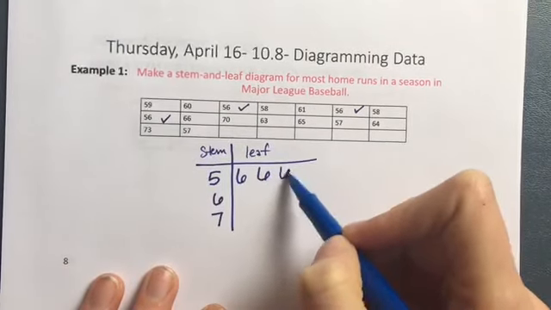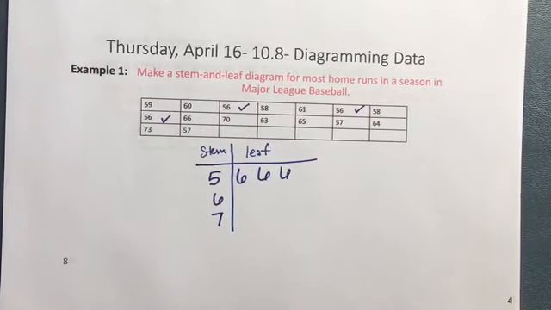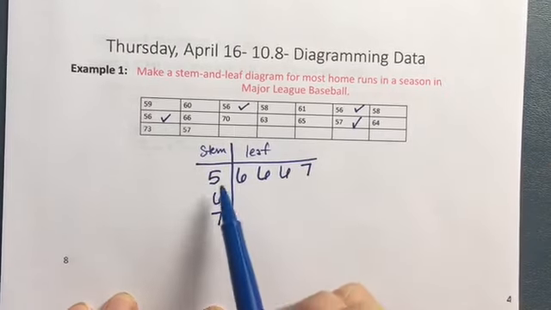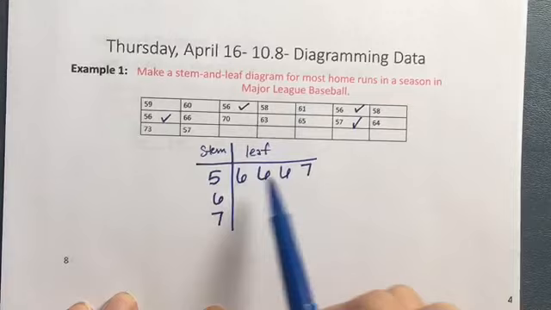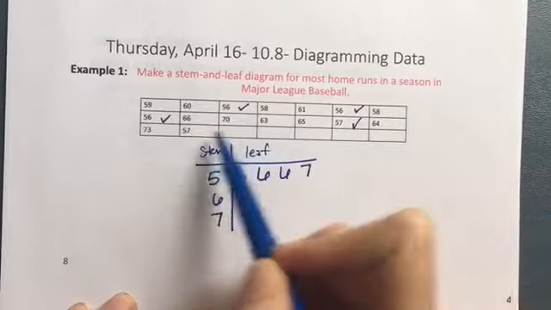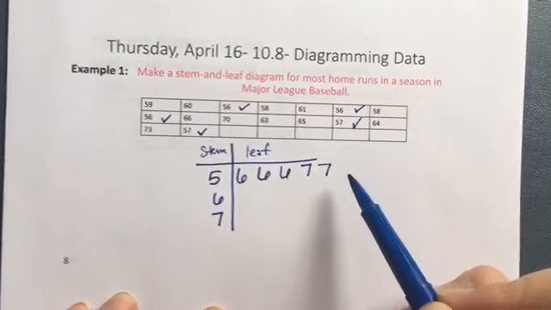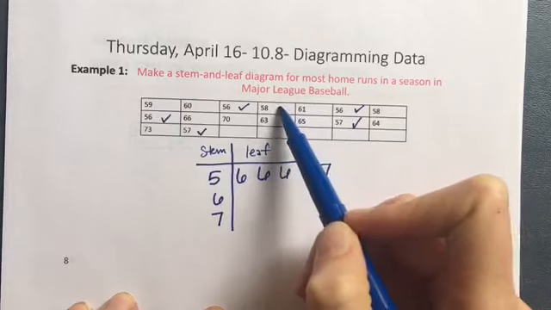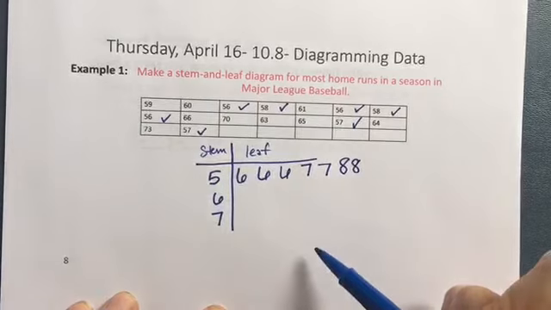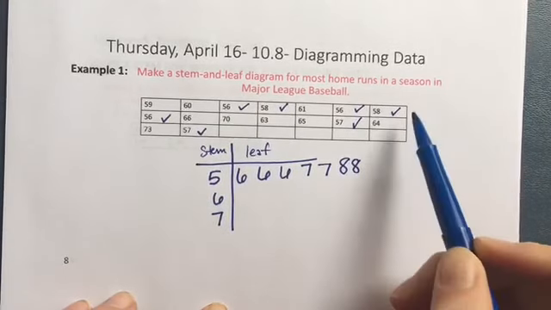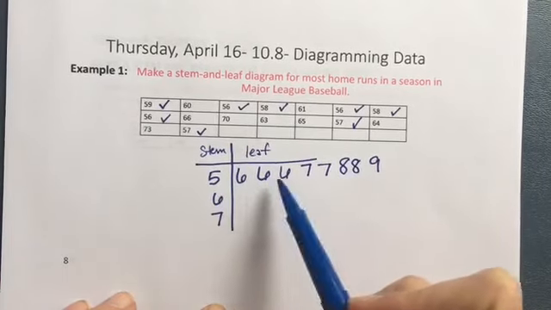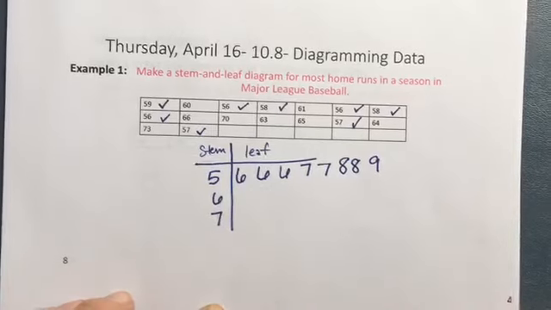So we have 3 56s. The next number I see here is 57. So I'll put a 7 here. The 5 is already here, so this is saying 56, 56, 56, 57. Then I see 58. Oh, wait, we got another 57. Then we have 58, and we have 2 of those, so I'll put 8 and 8. And then I have a 59, and I'll put my 9 over here. So this says 56, and 56, and 56, and 57, 57, and so on.